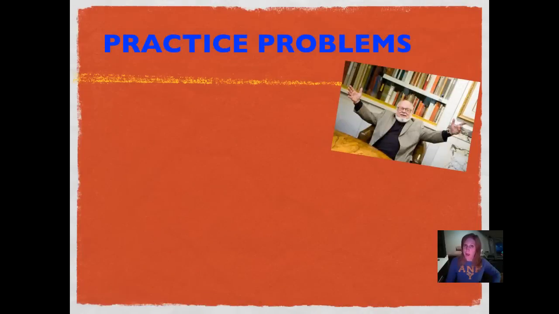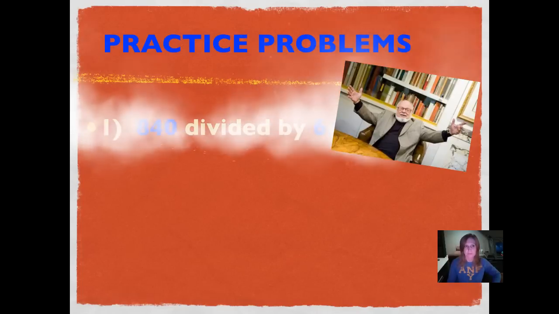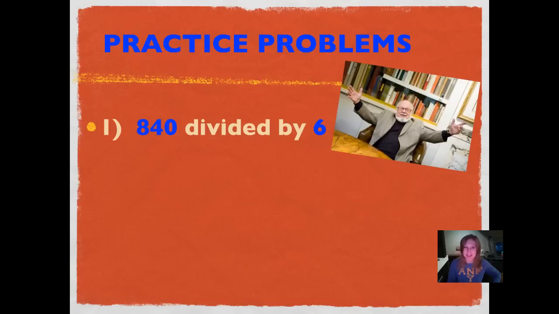Now we're going to try some practice problems. Remember, you can always go back and re-watch the example and look back at your notes. That's why we write those in our journal, so that we can look back and see what we did before. Here's our first practice problem. 840 divided by 6. Go ahead and work that in your journal, check it, and then push play.